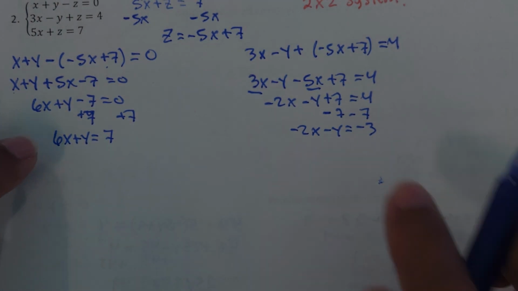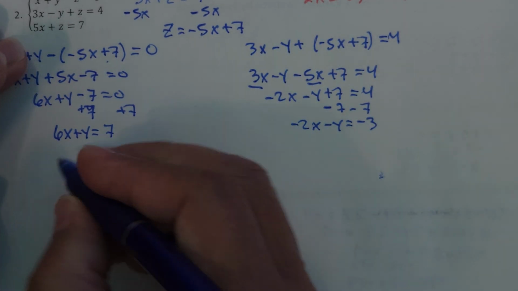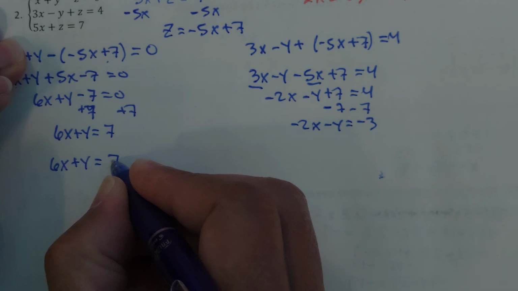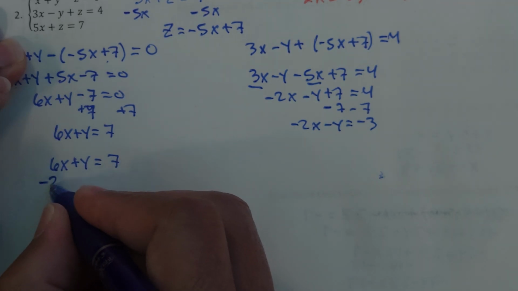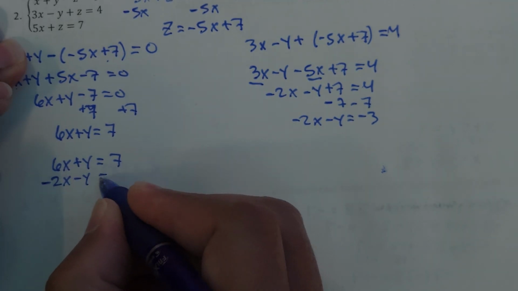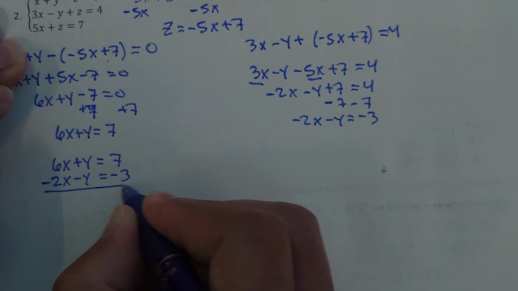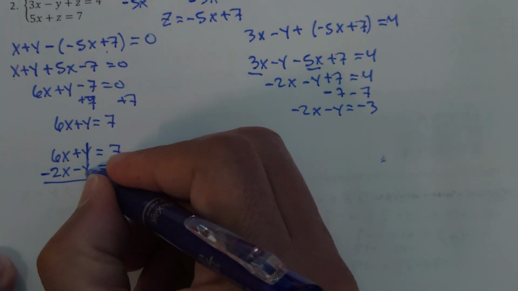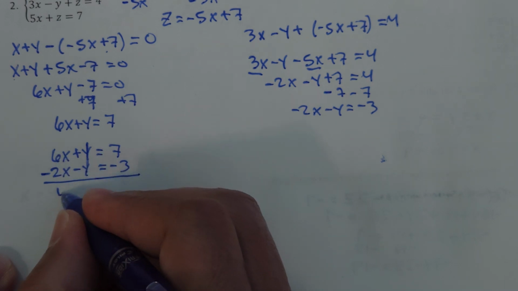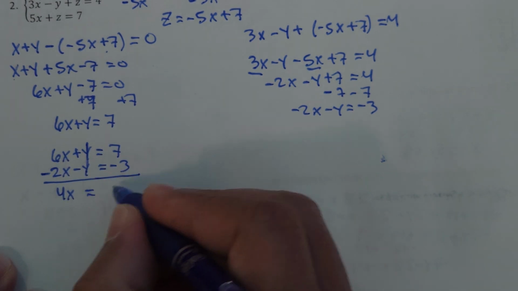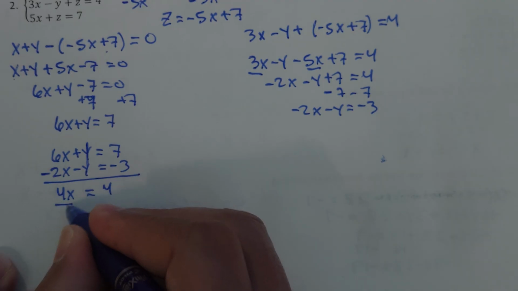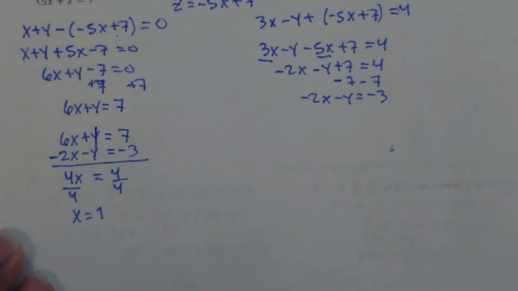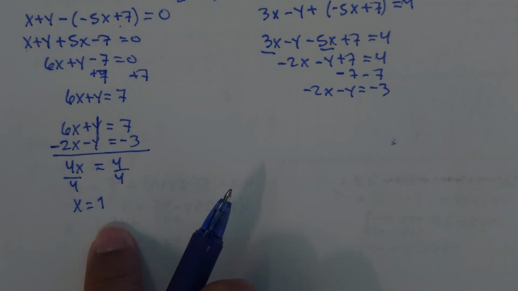Then what I'm going to do next is put these two equations together. So I have 6x plus y equals 7, and the other is negative 2x minus y equals negative 3. But notice that the y's are going to get eliminated because one is positive, the other one is negative. So then we have 6x minus 2x, that's 4x, equals 4. Then divide by 4, which means that x equals 1. So we have the x coordinate.